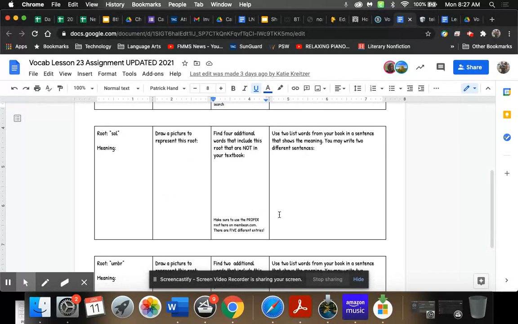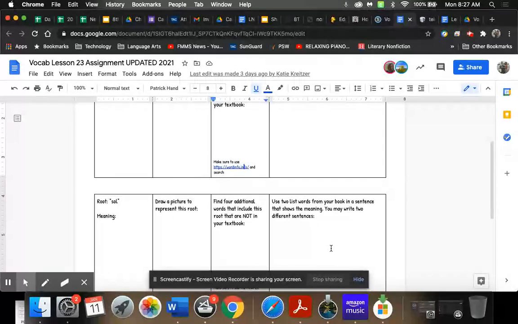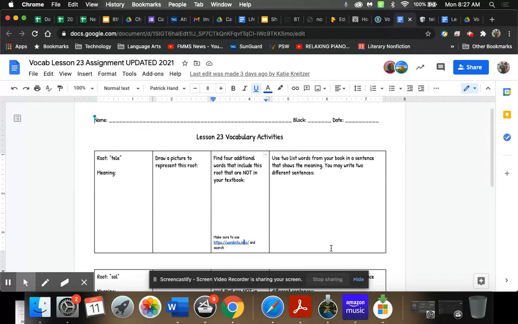This one has Membean for sol, but I will say when you go to Membean, there are 5 different sols. Make sure you click on the one for sun so that you're getting the right words, okay? The last one, umbra, you only need to find 2 additional words, and again, with the sentences and the picture. So we'll give you a little bit of time in class to work on this, and then we will move on here in a second.